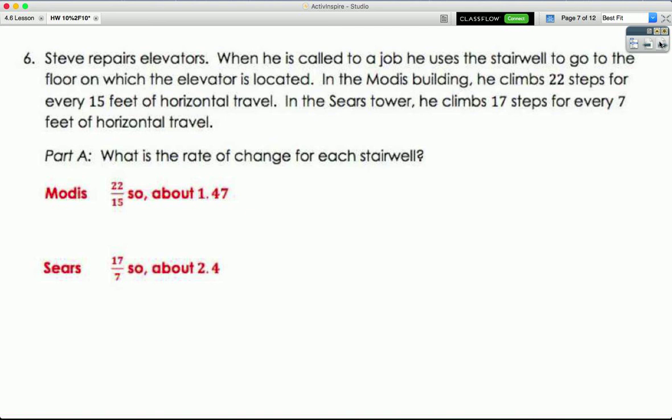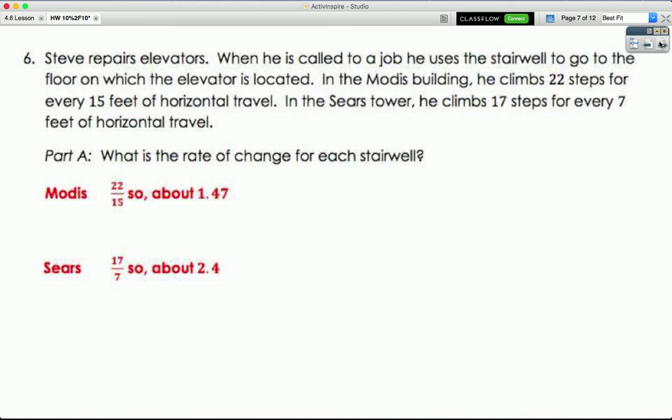When he's called to a job, he uses the stairwell to go to the floor on which the elevator is located. In the Modus building, he climbs 22 steps for every 15 feet of horizontal travel. In the Sears Tower, he climbs 17 steps for every 7 feet of horizontal travel. So part A, what is the rate of change for each stairwell?